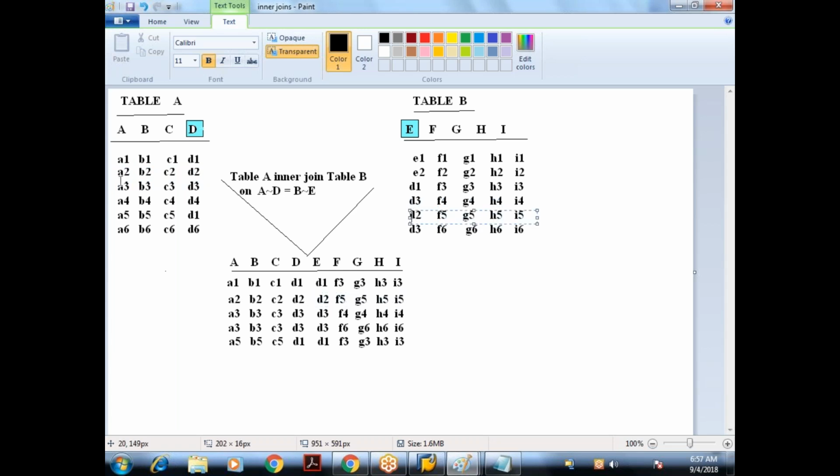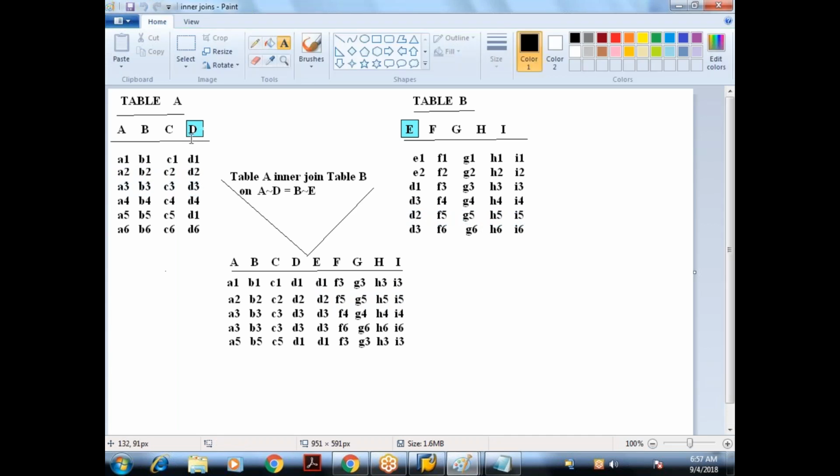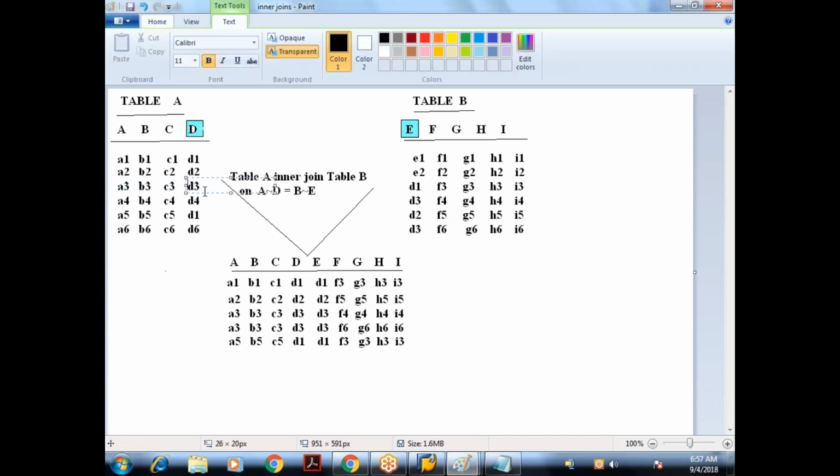Then it will take the next row, the third row. What is the compared logically related field value? D3. Is D3 matching with any of the rows in the right hand side table? Yes, it is matching with the fourth row as well as the sixth row. So it will take two rows, one after the other.